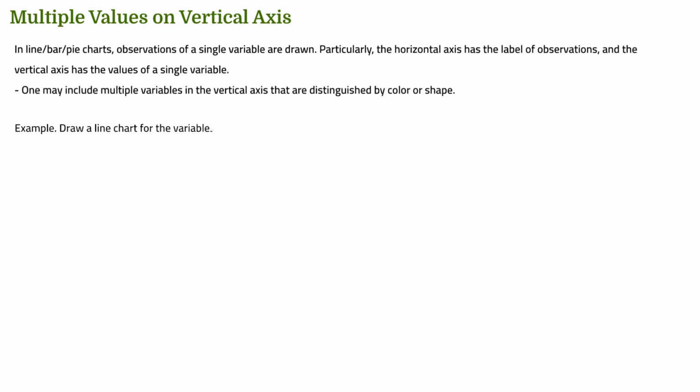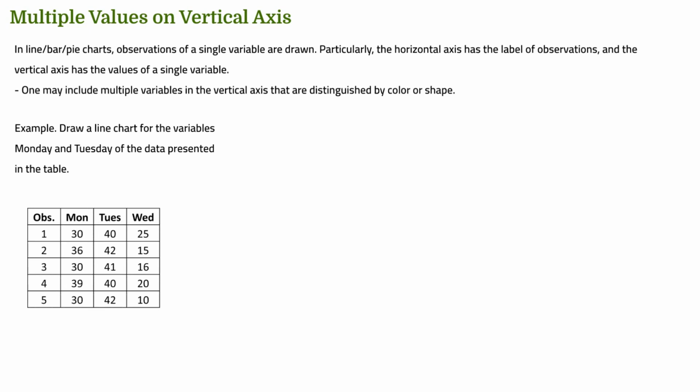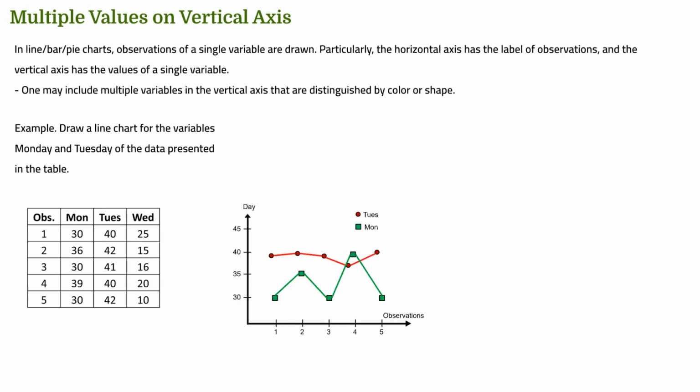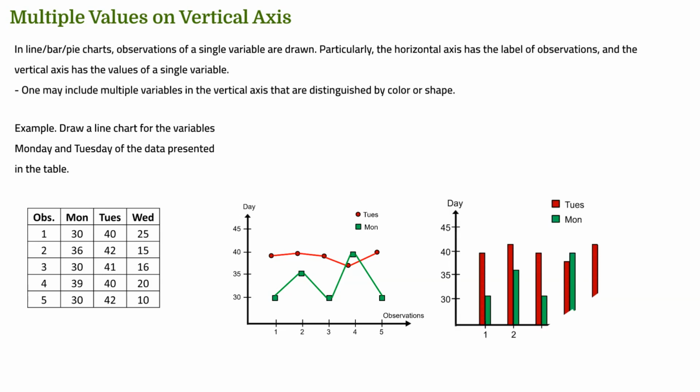Here's the example. Draw a line chart for the variables Monday and Tuesday of the data presented in the table. Here's the table. We have three variables, Monday, Tuesday, and Wednesday. I'm asking about Monday and Tuesday. Here I use different colors for Tuesday and Monday. Tuesday is in red, Monday is in green. And as you can see them side by side, you can see how they are changing.